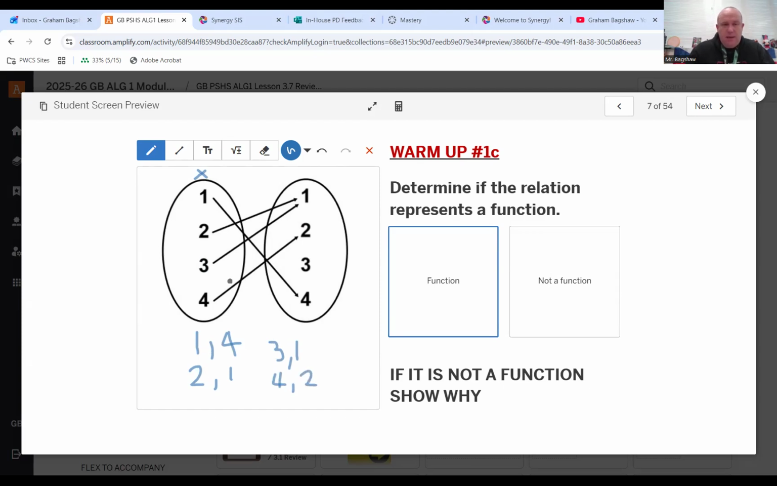So we're good. They did try and trick us by putting 2 arrows going to the y value, but that's not what we're looking at. We're just looking at the x values. So if I was to add, say, an extra arrow in here, then this would not be a function because I have 2 values coming from the 1. 1, 1, and 1, 4. So there would be a repeat x value there.